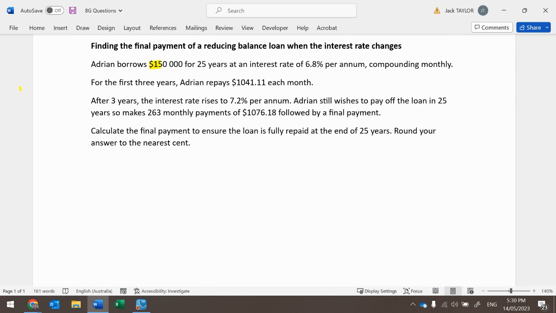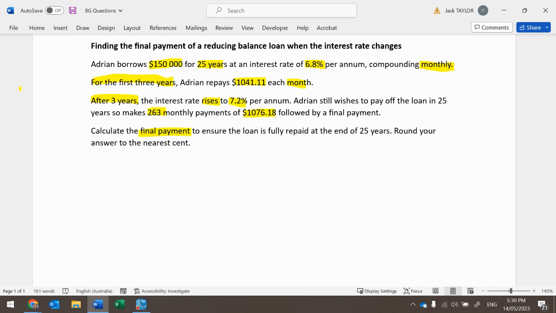All right, so Adrian borrows $150,000 for 25 years at a rate of 6.8% per annum, compounding monthly. For the first 3 years, Adrian repays $1,041.11 each month. After those first 3 years, the interest rate rises to 7.2% per annum. Adrian still wishes to pay off the loan in 25 years, so makes 263 monthly payments of $1,076.18, followed by a final payment. We're going to be calculating that final payment to ensure the loan is fully repaid at the end of 25 years. Round your answer to the nearest cent.